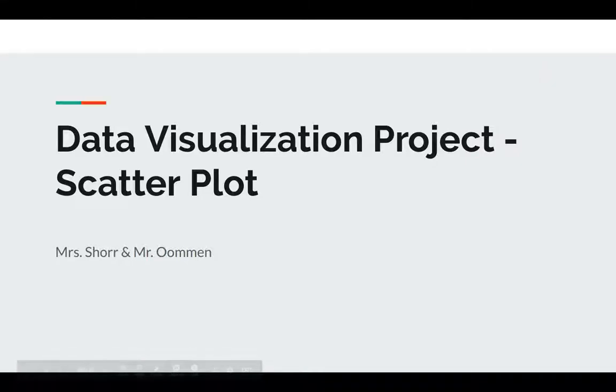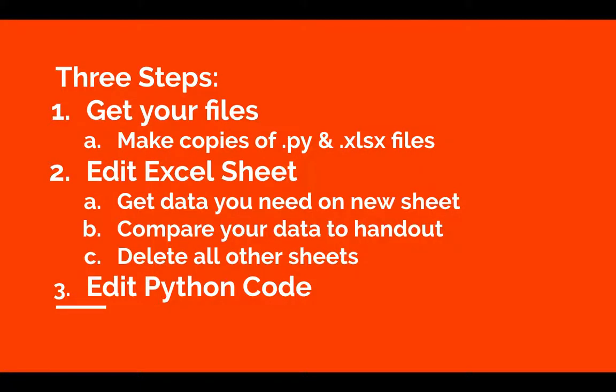In this video, I'll show you how to create a scatter plot. There are three steps you're going to need to do. Number one, you're going to need to get your files. Number two, you'll edit your Excel sheet and you'll follow these subpoints here. And number three, you'll edit the Python code. So let's start with step one, get your files.